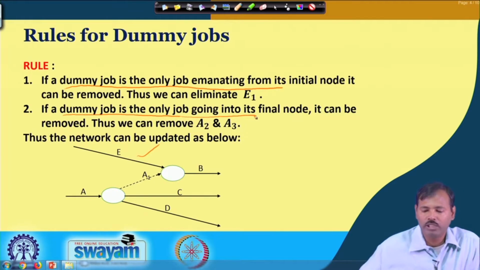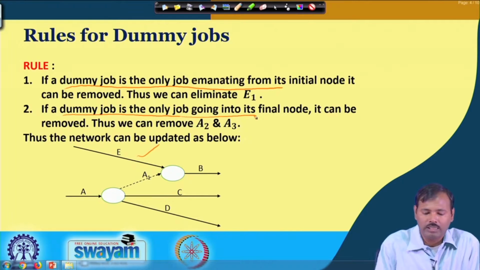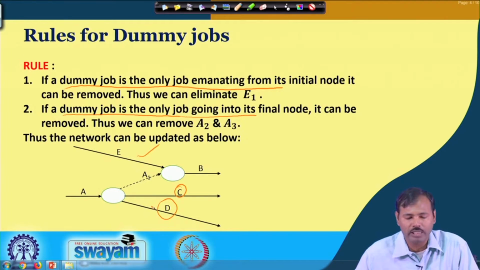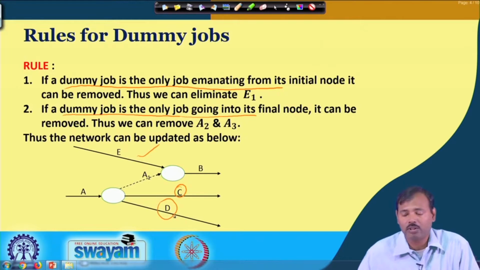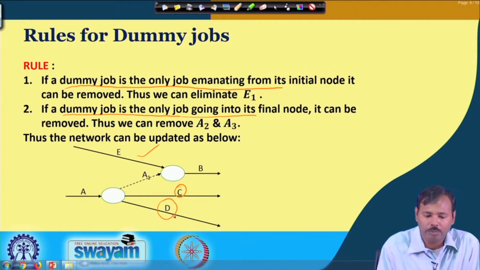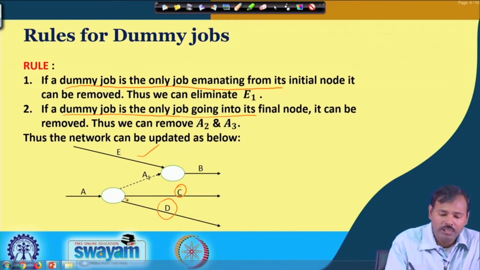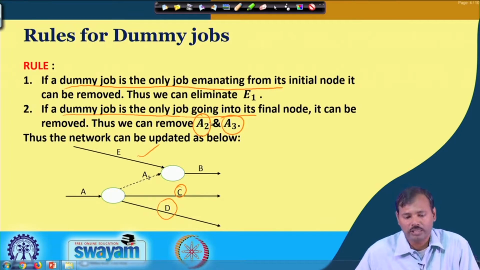Now, see the rule number 2, which is telling that a dummy job, if it is the only job going into its final node, it can be removed. So, for C and D, the dummy jobs A2 and A3 are the only jobs reaching the final node at C and D. That is why we remove those dummy jobs and we can directly connect C and D job with the final node of the A.